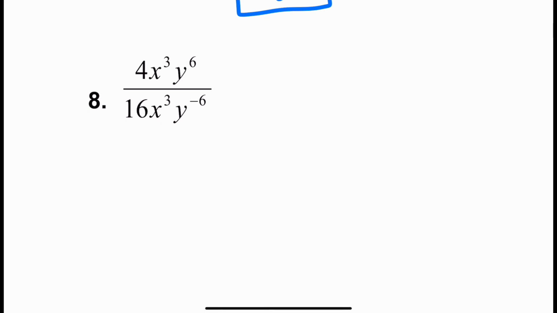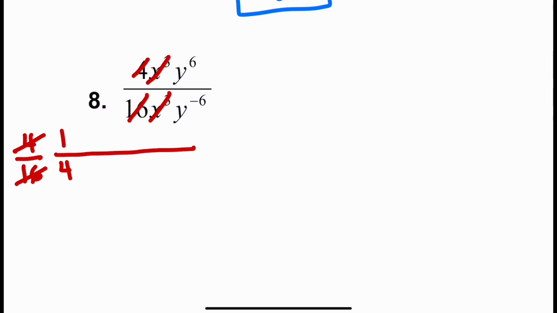On number 8, let's just simplify the numbers first. 4 over 16, I could just keep this separate. I know 4 goes into 4 one time, 4 goes into 16 4 times. So this 4/16 is going to reduce to 1/4. So I'm going to have the 1 in the numerator and the 4 in the denominator. X to the 3rd divided by x to the 3rd cancels out. So those are gone. I have a negative exponent, y to the -6. It comes to the numerator.